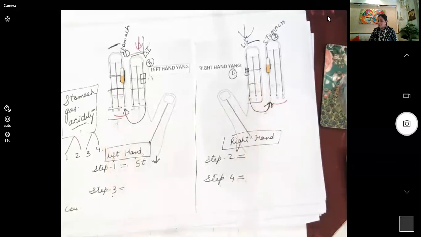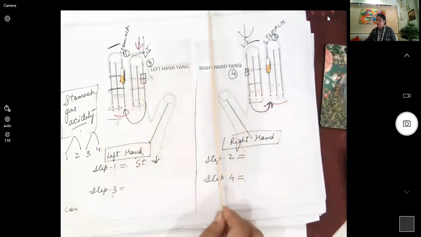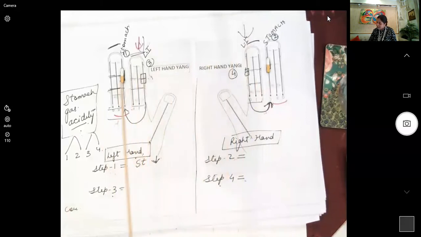Now you have finished the stomach meridian pair, and next you will work on the large intestine, because large bowel is the pair. When you're working on the large intestine in this hand, don't see this hand. On this hand, see the previous step. What is the previous step here? The previous step here is sedation. So here you will do tonification.